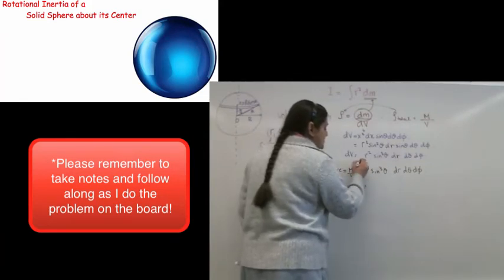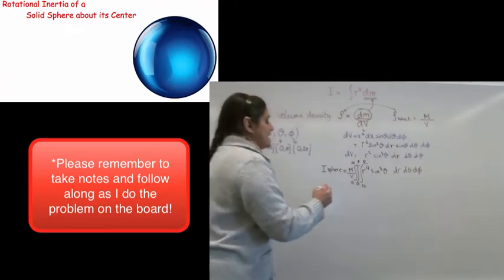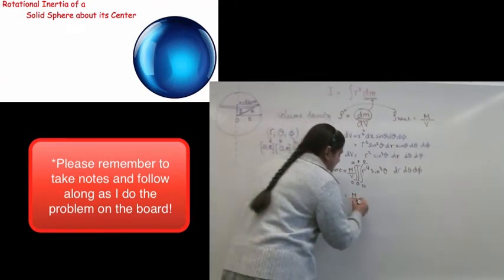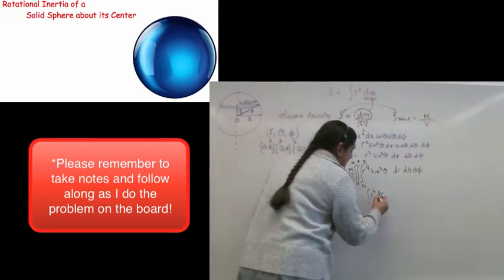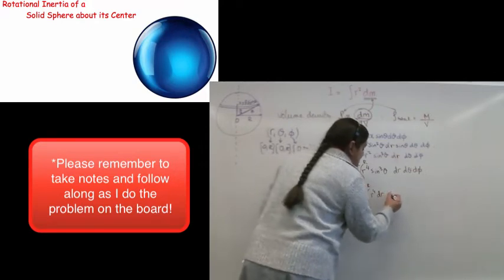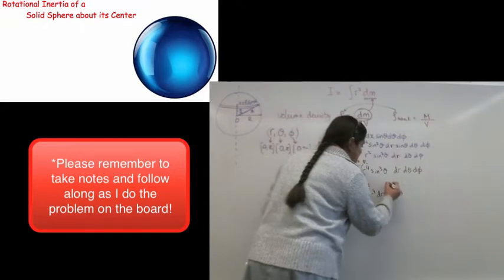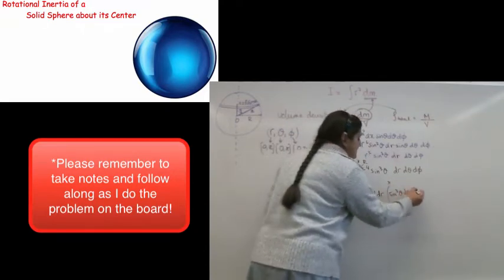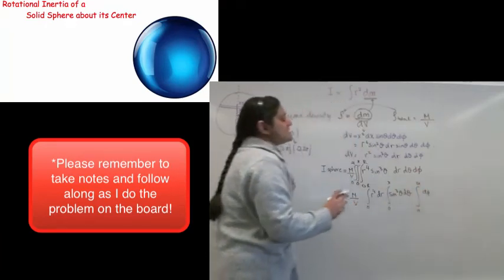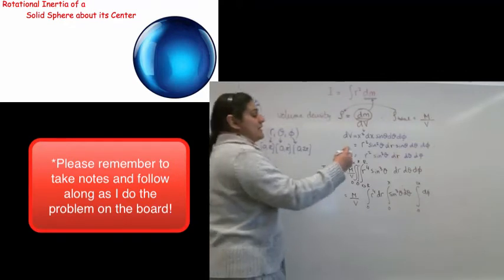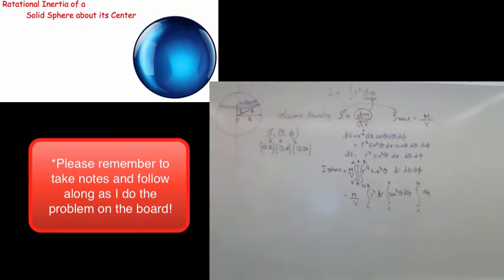This is going to go from 0 to pi, and this is going to go from 0 to 2 pi. That means this is going to be m over v, integral of r^4 dr from 0 to r, sine cubed theta d theta from 0 to pi, and d phi from 0 to 2 pi. Since r, theta, and phi are independent of each other, I can in fact split these up into separate integrations.